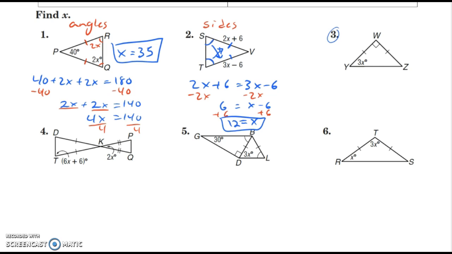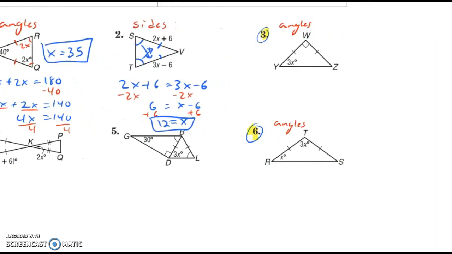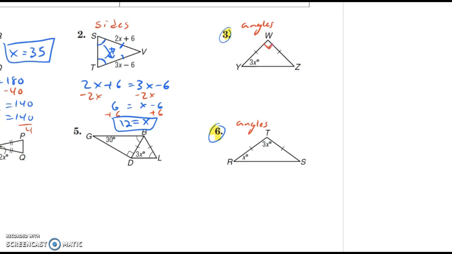Now look at numbers 3 and 6. Are these 2 going to be angle questions or are they going to be side questions? Since they are on the inside, we're dealing with angles for both. I will set up number 3 for you and you'll finish 3 and also do 6. So for 3, this is a right angle. This tells us that y is 3x, z is 3x. 90 for the right angle, plus 3x plus 3x equals 180. Go ahead and solve this problem.